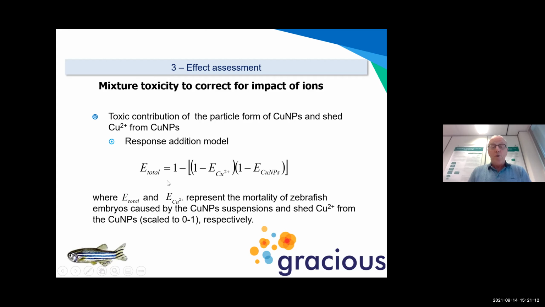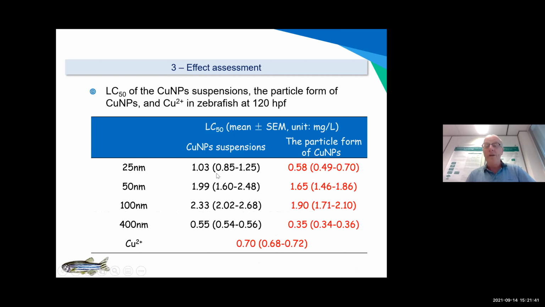In this equation, we have measured the effects of the mixture of the overall suspension. So that's the mixture of the ions and of the nanoforms. Separately, we have measured the toxicity of the copper ions, and that means that the only unknown is the toxicity of the copper nanoparticles in suspension. Now, when we apply this model to the data generated, taking into account the measured concentrations and the measured effect levels, we get the following overall result.